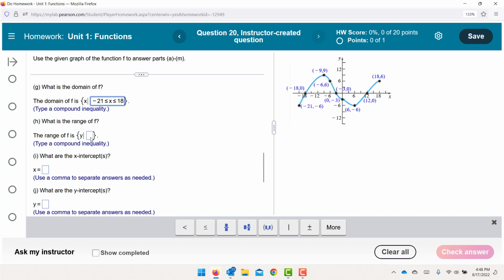Alright, and then for the range, I say the y values, so it's like the output, the y values from smallest to largest. Now for y, smallest to largest would be bottom to top. So it looks like the lowest y value, the bottom y value is negative 6. And I'll again do a compound inequality with the variable in the middle, including the endpoints. And it looks like the tallest, the highest y value is positive 9.